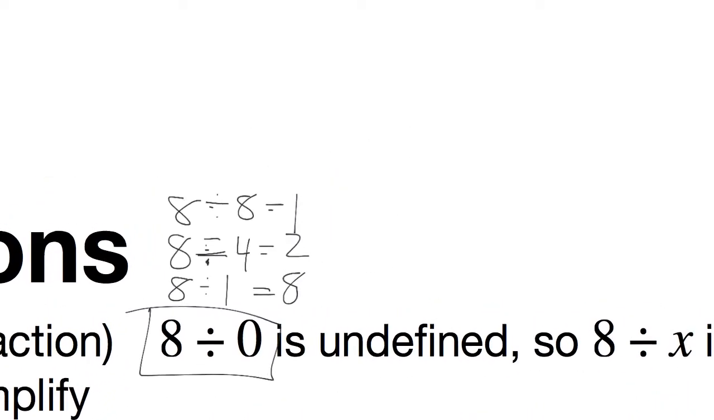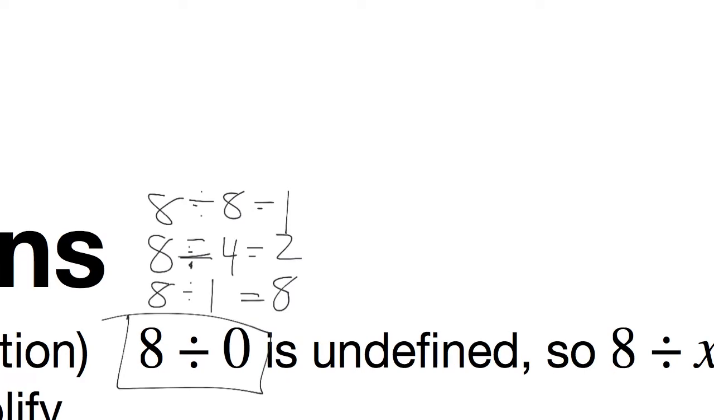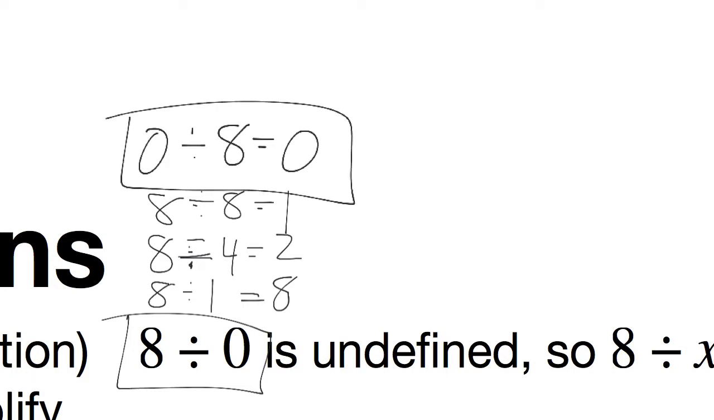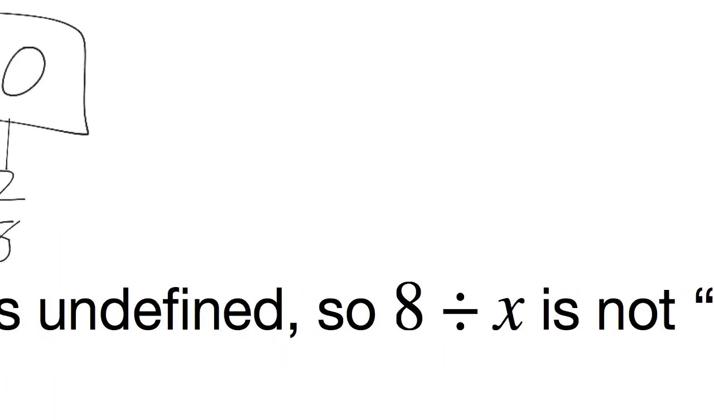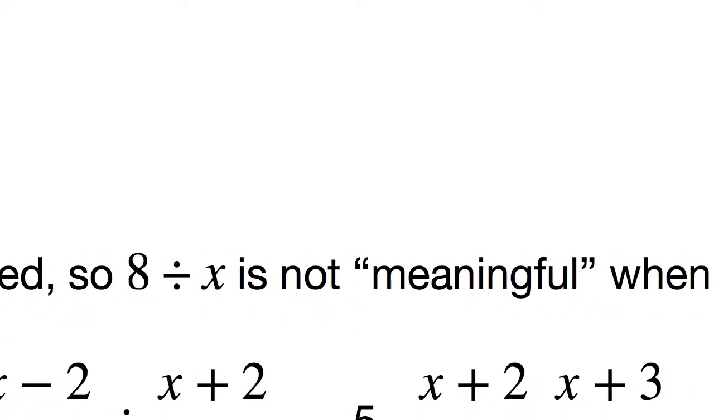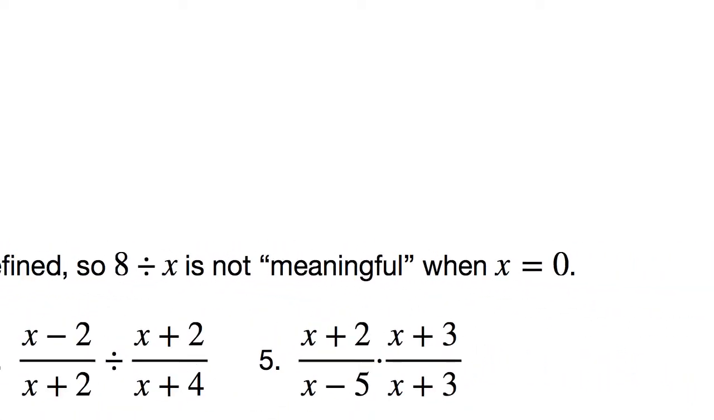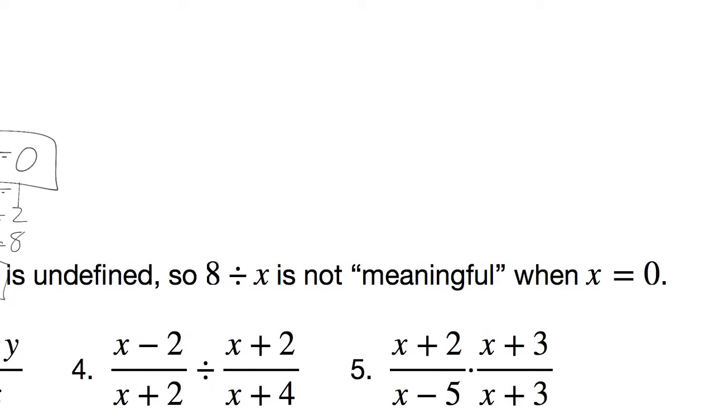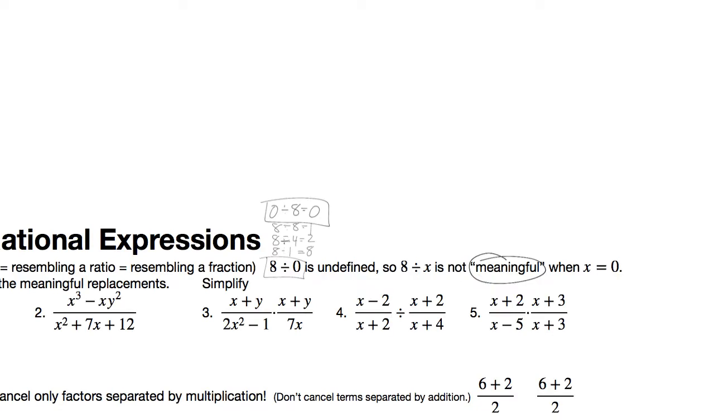It's undefined. That's different from saying the answer is actually 0. 0 divided by 8 is defined as 0. That's fine. This is a well-defined answer, but 8 divided by 0 is undefined. So we say that 8 divided by x is not meaningful when x is equal to 0. Meaningful means it has a well-defined answer.